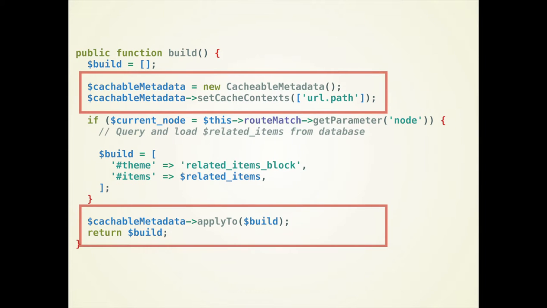We're going to add a cacheable metadata object. And on that object, we're going to call set context, and we're going to use url.path. What this is going to do is it means that every different page we go to on our site, if the path is different, it's going to store a different cache for our block. And then finally, we take that cacheable metadata, we apply it to the build, which is our render array, and we return that.